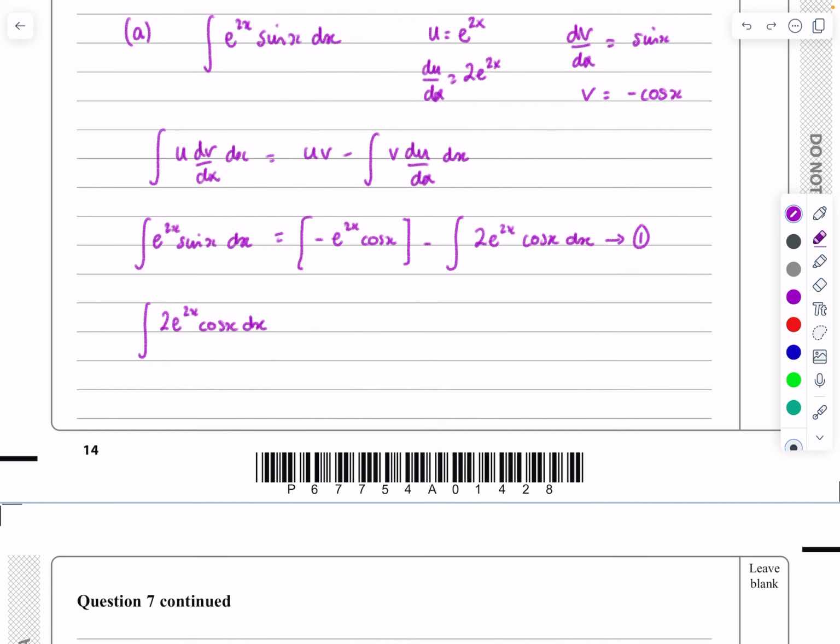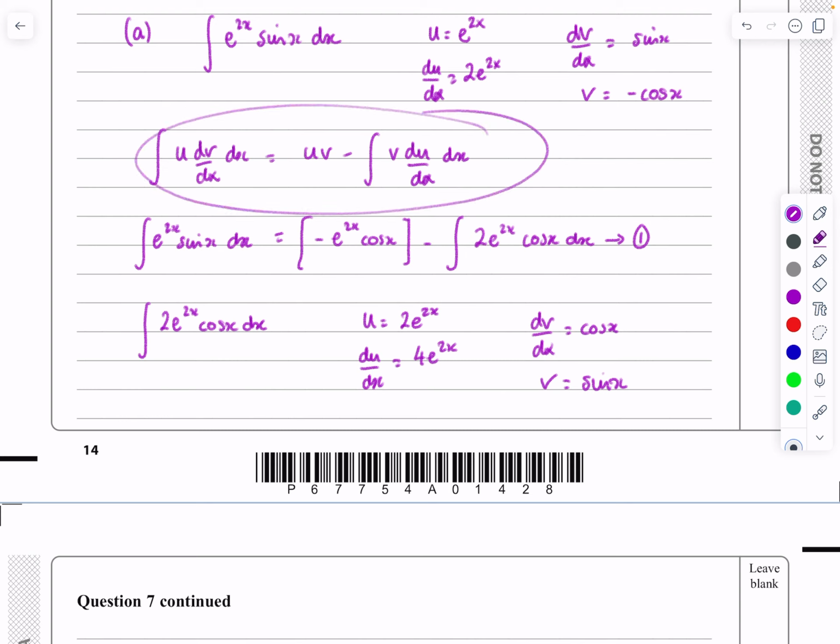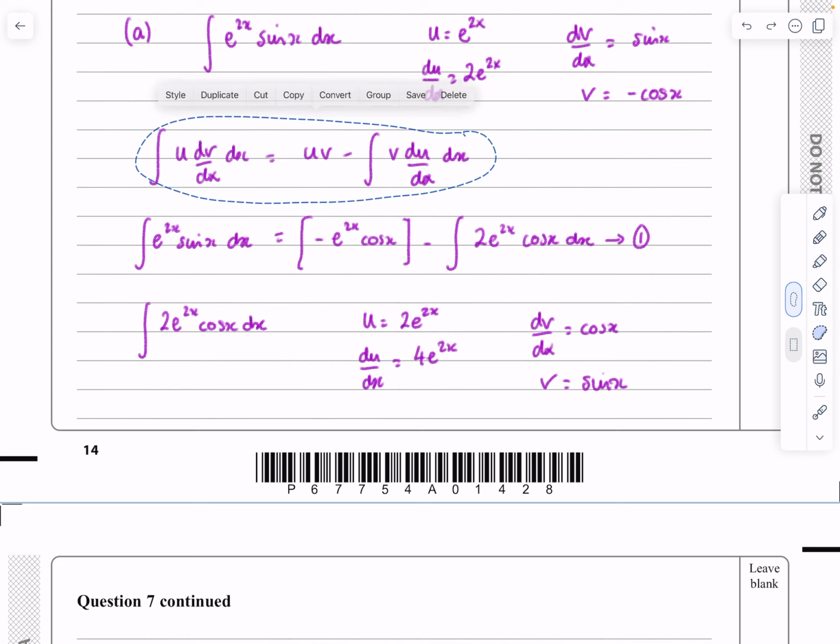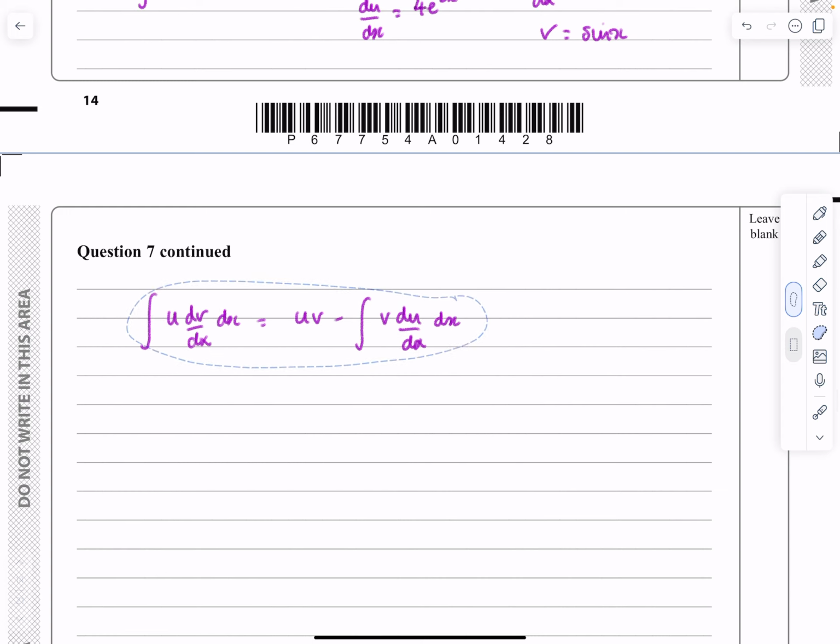So we're going to say u is equal to 2e to the 2x, which means du by dx will be the differential of that, 4e to the 2x. We're going to say dv by dx is equal to cos x, and so v will be the integral of that, which in this case is sine x, and we're basically going to apply this thing again. And actually, I'm going to copy that down using the iPad. So copy that and put it as my next part here.